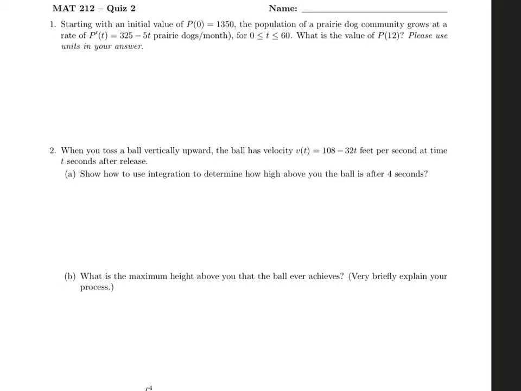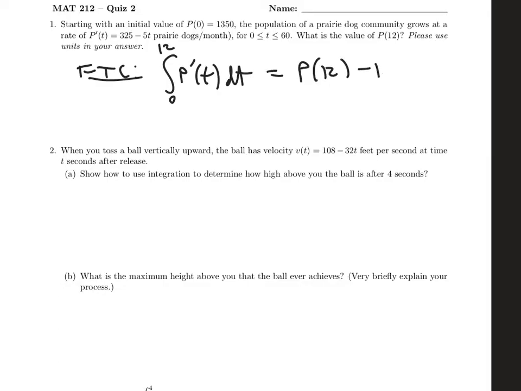where we are given a population function and we're asked for a population value. So the main thing that people mess up on this is that you really are trying to, well, I don't know what to tell you. Here's what you should do. The fundamental theorem of calculus tells us that when you integrate p prime of t from 0 to 12, that will be p of 12 minus p of 0. So we know for a fact that's true.